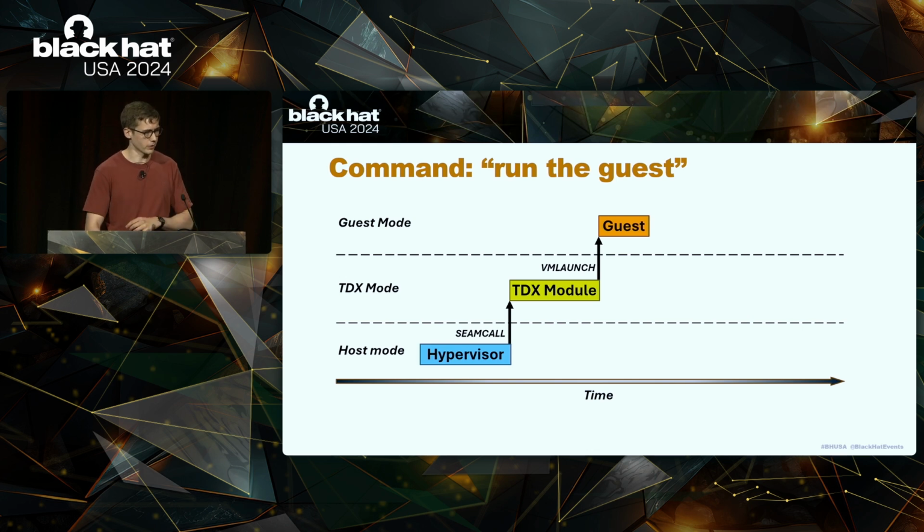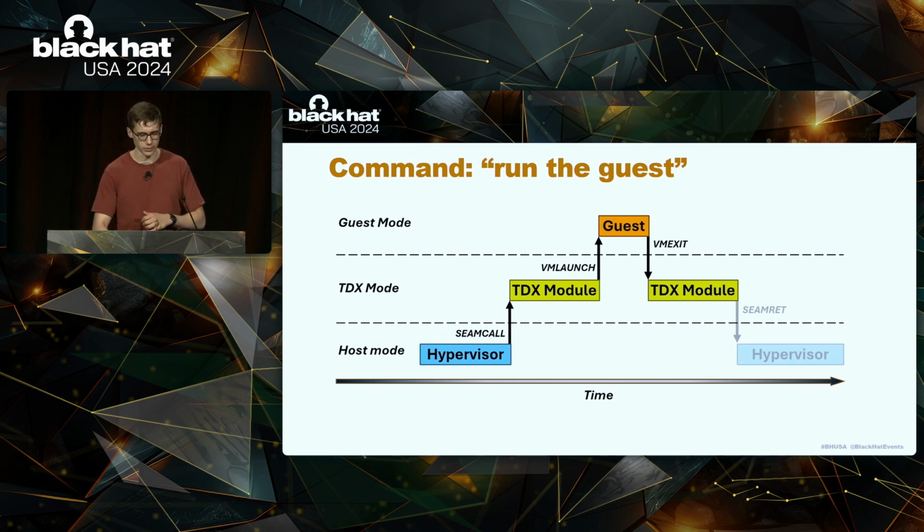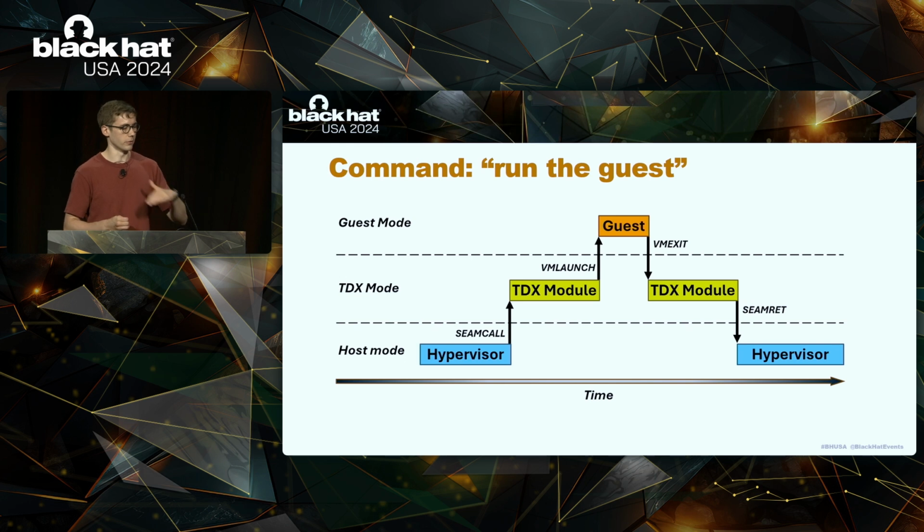So the guest executes. At some point, the VM exit occurs. So the CPU jumps back to the TDX module. And then the TDX module, in turn, executes simret. So the CPU jumps back to the hypervisor. That's the full workflow of how guests are run in the new TDX architecture.